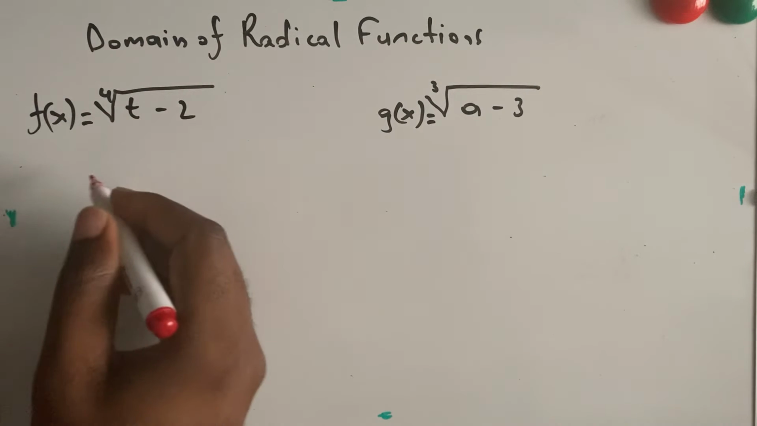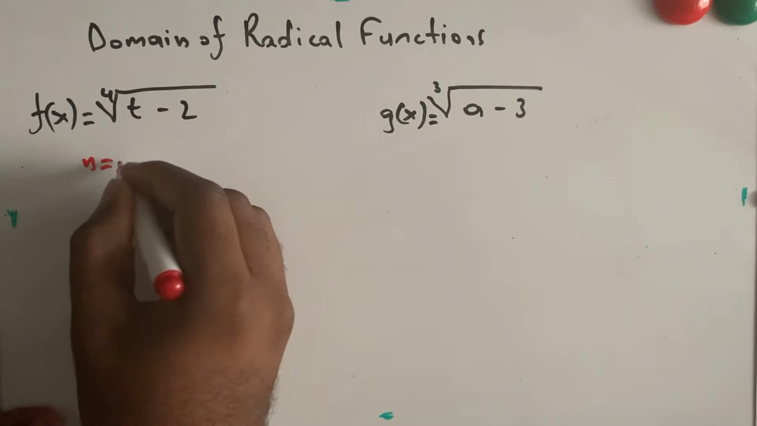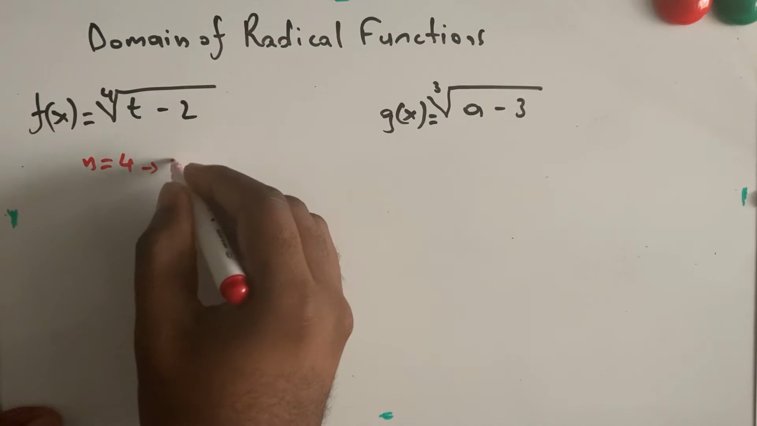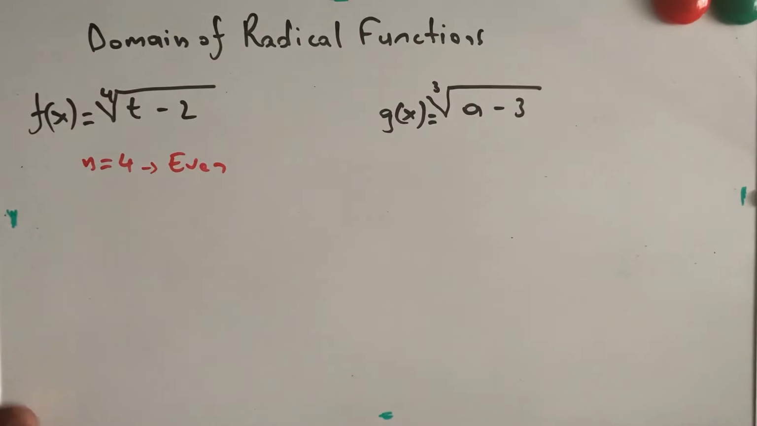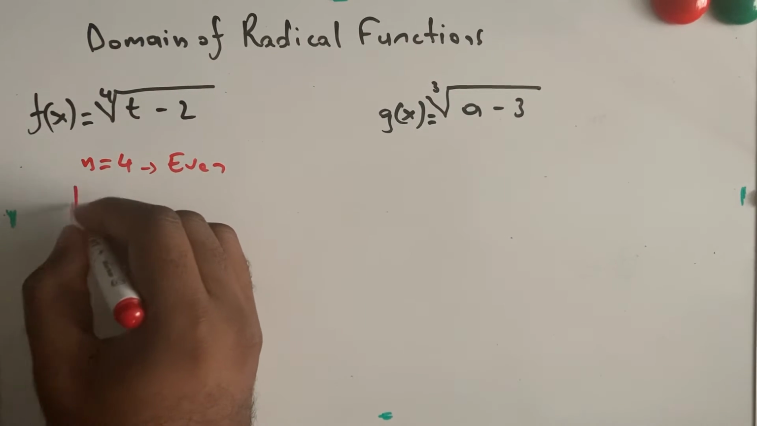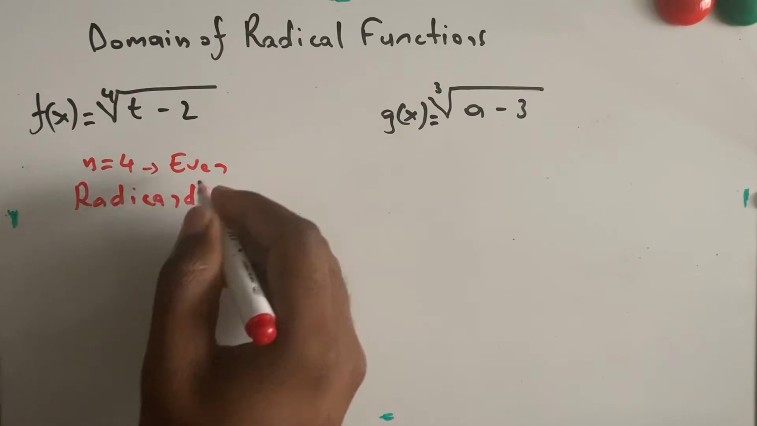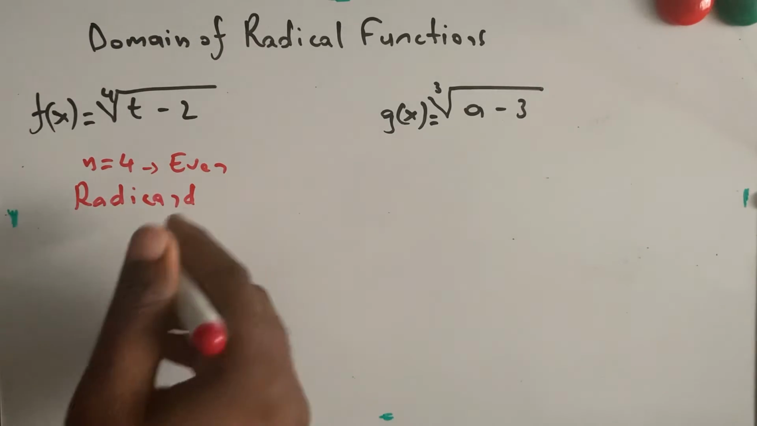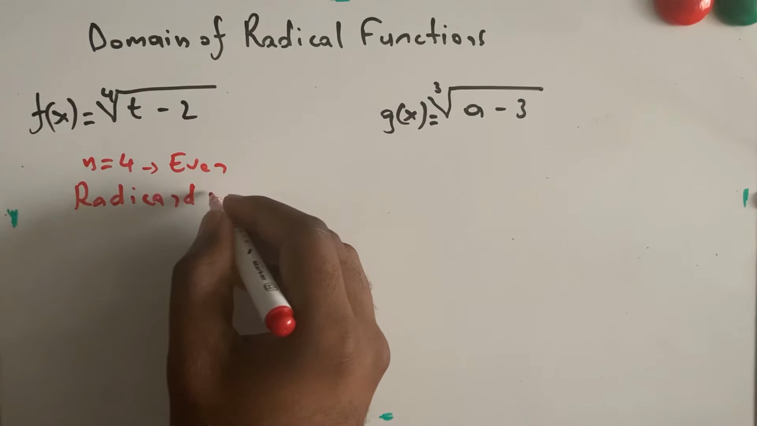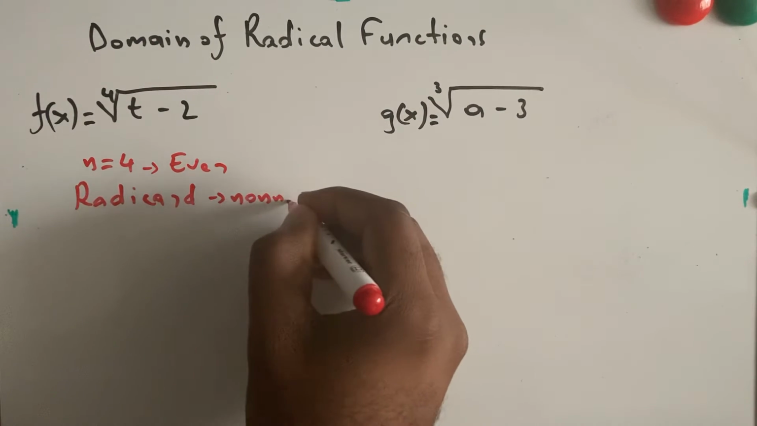So in this case here, I see that the index n equals 4. If the index is 4, we know this is even, right? 4 is even. Since it's even, I know what I have as the radicand must be, so I'm putting everything I explained into mathematical terms now, the radicand must be non-negative. That's what I said, right?